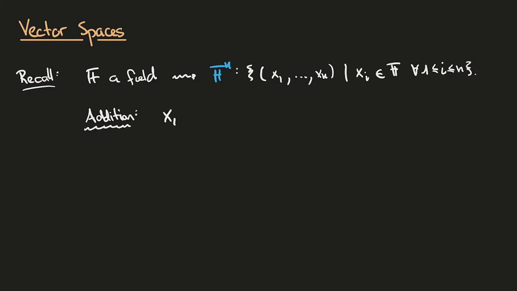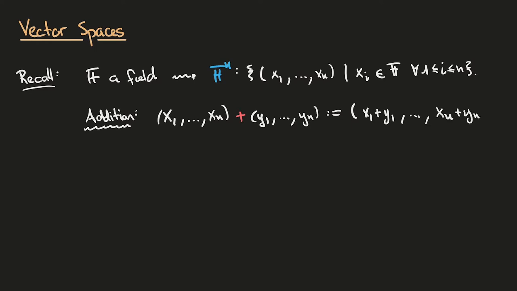If we have two elements of Fn, so x1 up to xn and y1 up to yn, then we define their sum to be x1 plus y1, comma, and so on up to xn plus yn. So this is just component-wise addition. Next, we define the scalar multiplication.